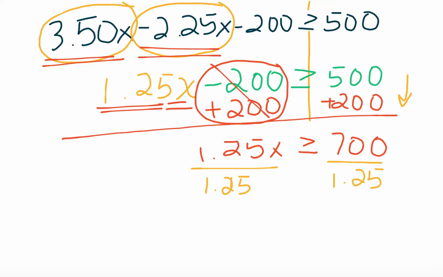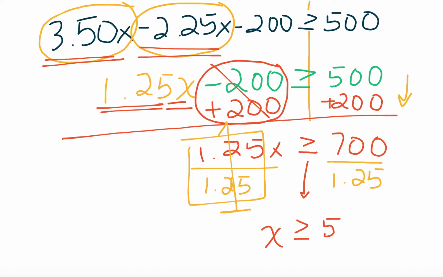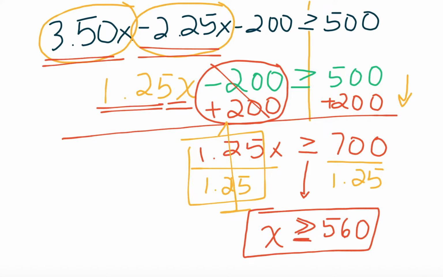This is definitely something we expect you to use your calculators for. You can type in 700 divided by 1.25. On the left side, these are going to cancel out or give us 1 because we're dividing something by itself. We do not have to flip the inequality because we did not divide by a negative. And on the right side, 700 divided by 1.25 is 560. So the solution to the inequality is all x such that x is greater than or equal to 560.